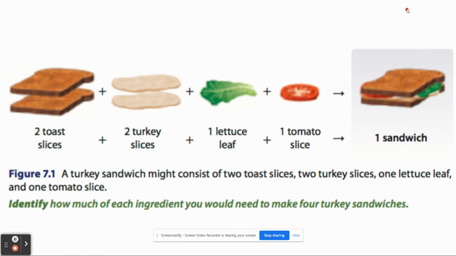So if I wanted to make 4 sandwiches, this is for 1 sandwich, you want to multiply your recipe by 4, right? So you would need 8 slices of toast, 8 turkey slices, 4 lettuce leaves, and then 4 tomato slices, or whatever your recipe is. Same idea. If you want to make 4 of that, or 4 times the amount, you'd need 4 times of everything here, following the same ratio, following the same balanced equation at the end of the day.